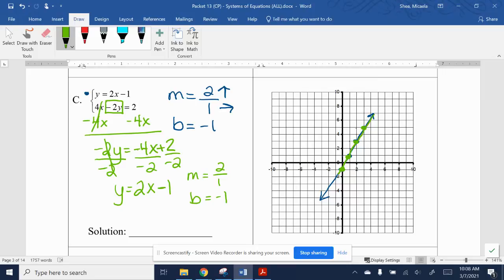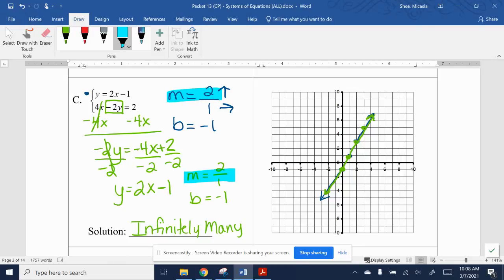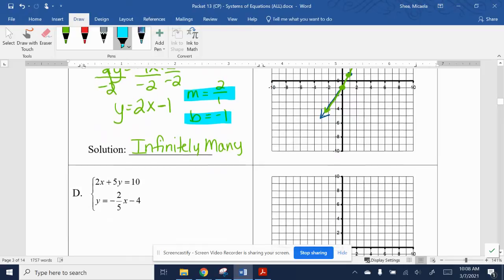My line is going to be the exact same thing, meaning that this answer isn't going to be a single point. Instead, it's going to be infinitely many, because any point on that line is the solution for both equations. Again, a way of shortcutting this, you'll notice that both equations have the same slope and the same y-intercept, meaning it's the same line, meaning infinitely many should be our answer.